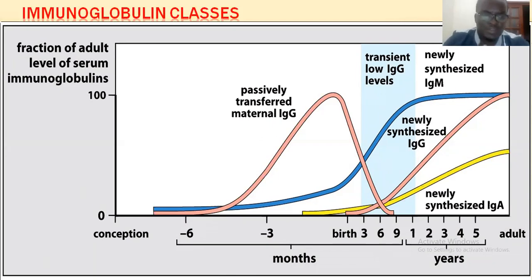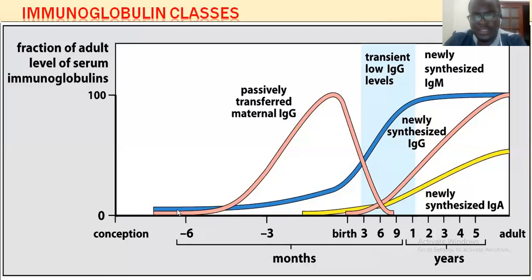When you're talking about passive immunity, you can see here the diagram showing a fraction of adult level of serum immunoglobulins. At conception, you can see that you don't have much of these antibodies. After conception, you have the embryo that will start developing. For this embryo, there will be passive immunity coming from the maternal circulation.